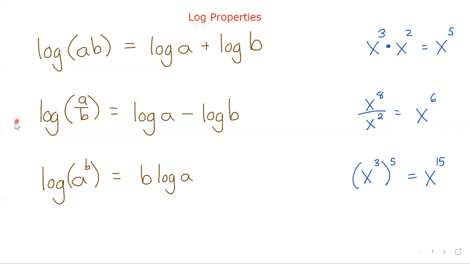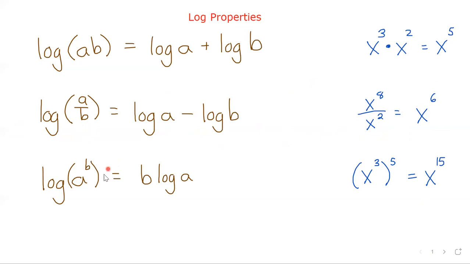The second rule, similarly, says that when you have two things that are divided, you can subtract their logs. Well, we already have a rule that says if there's two things that are divided, you can subtract their exponents, and logs are exponents. So these two rules are the same.